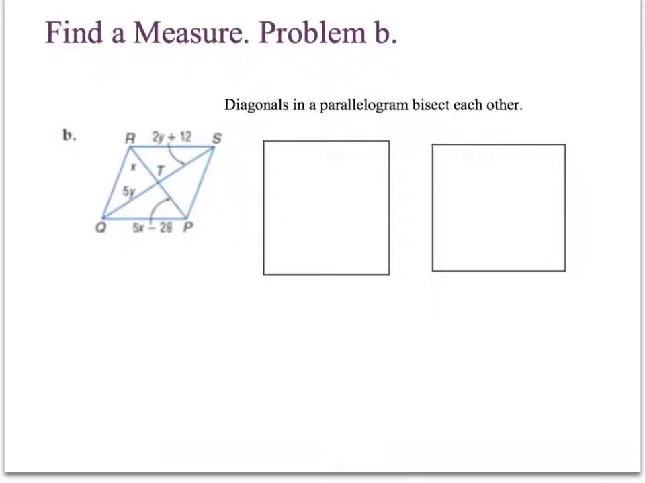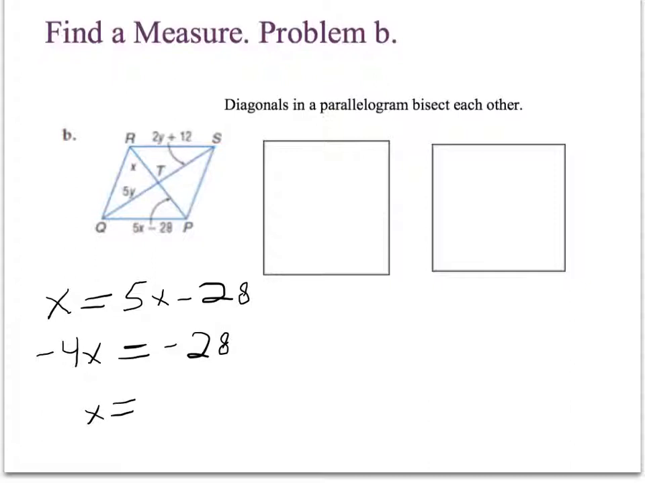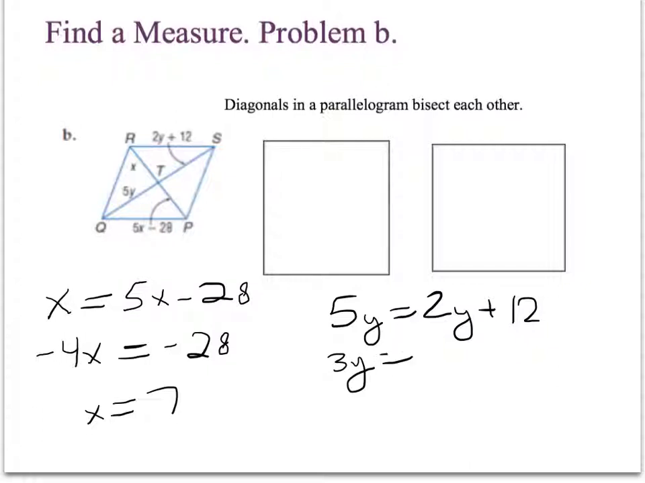All right, now find the measure. Diagonals of a parallelogram bisect each other. So again, same type of thing. x equals 5x minus 28. Going to subtract 5x from both sides. I get negative 4x equals negative 28. X equals 7. Solve for y. 5y equals 2y plus 12. Subtract 2y from both sides. I get 3y equals 12. Y equals 4. So it's simple problems because basically everything's congruent and you're just setting it equal to one another.